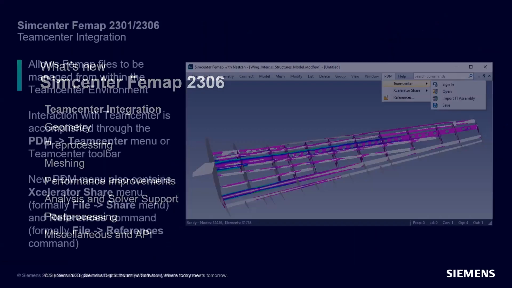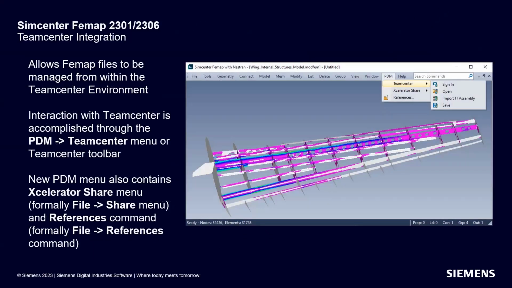All right, the first thing I'm going to talk about is some Teamcenter integration. So what we did in Femap was we added this entire PDM menu. So we now have direct support for Teamcenter. This was added in 2301. And I'm actually going to talk about just a little bit of an update that we did in 2306, but just in general, we got the whole thing working more efficiently, better with 2306 than 2301.